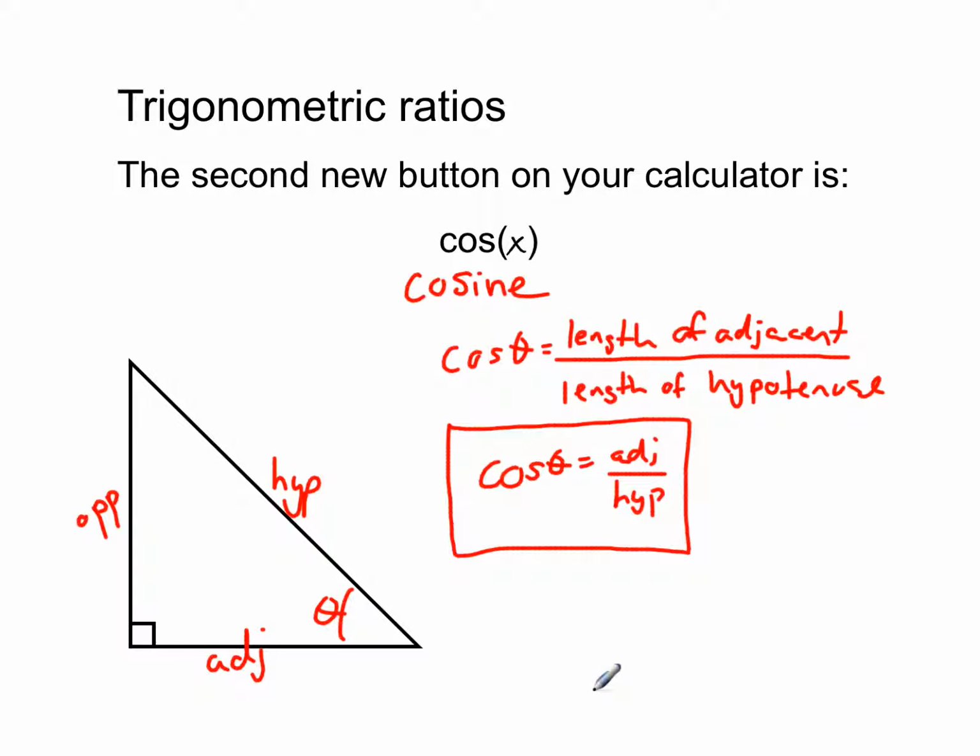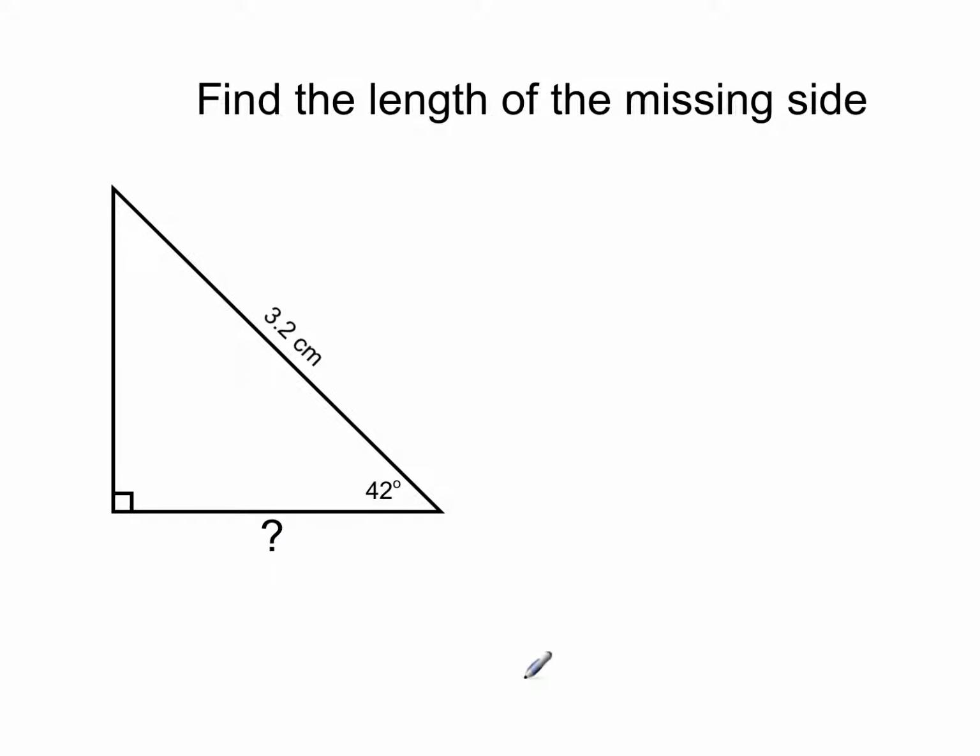So let's see this in action. Here we have an angle again. It's 42. This will be our theta. We're given the hypotenuse. We're asked to find the adjacent side length. Perfect. We know which one to use. The cosine of the angle, any angle theta, is equal to the length of the adjacent side over the length of the hypotenuse. So now it's a matter of putting in our numbers.